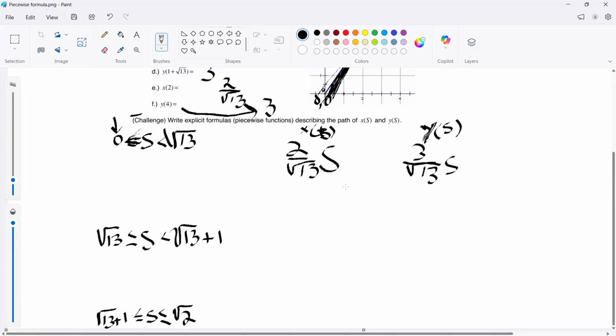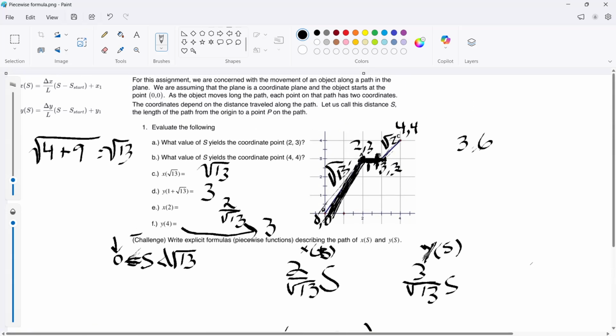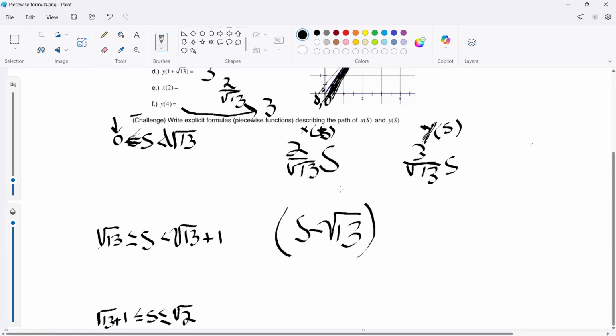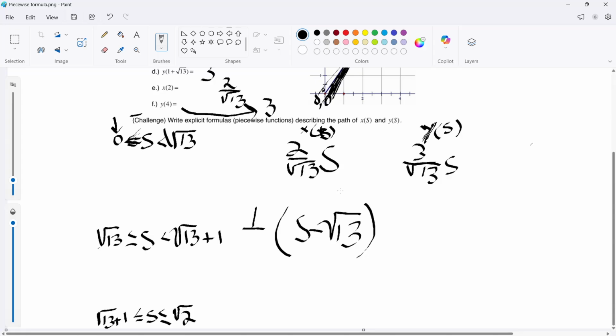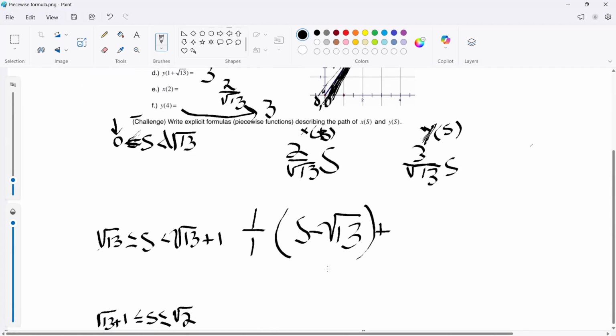Well, this is going to be s minus square root of 13, s minus the start there, and then that's going to be multiplied by how much does x change? X changes by 1, divided by what's the total distance it travels? 1. And then plus, what's the starting point? What's the x value where it starts? The x value when it starts is 2.